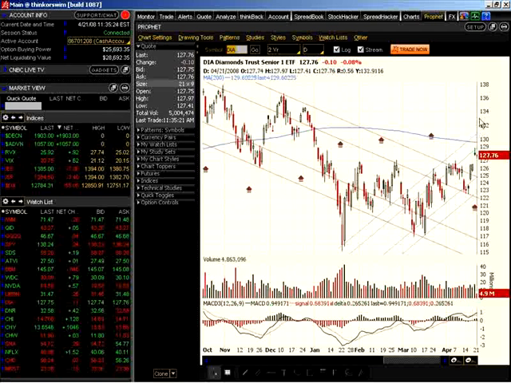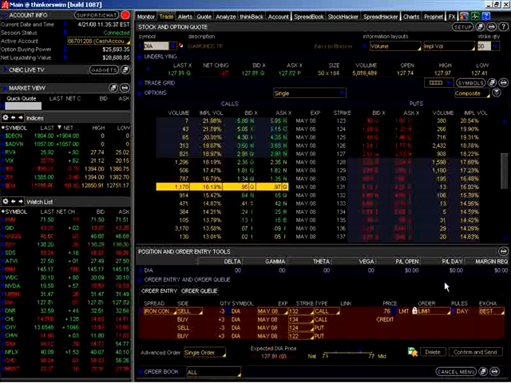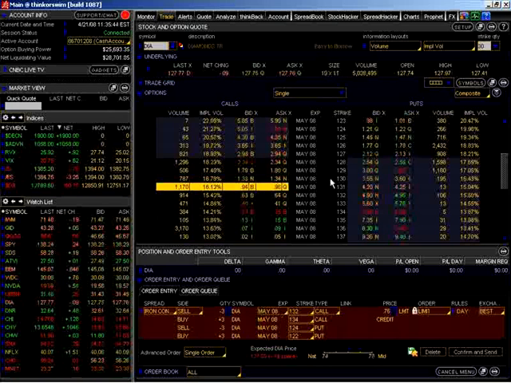133 on the upside, 121 on the downside, 122 on the downside. That seems like it would be a good support level, with 133 resistance. So that's how I've set this trade up. I've actually gone in and right-clicked, brought up my iron condor. I'm selling an iron condor.